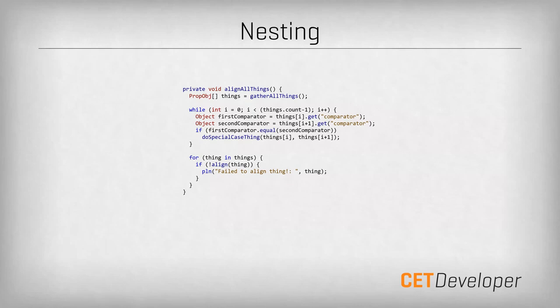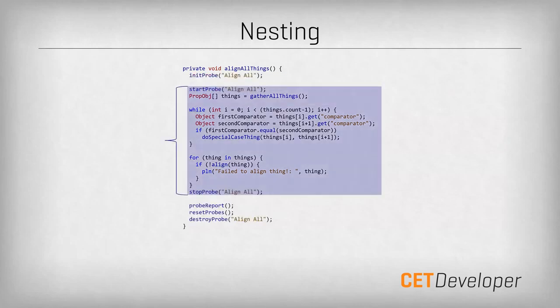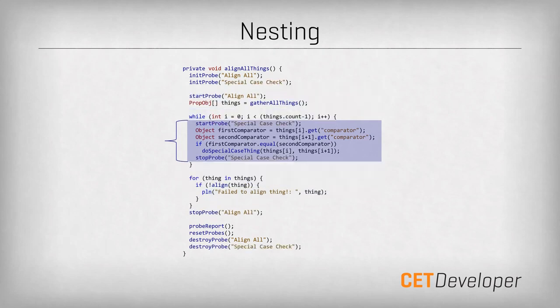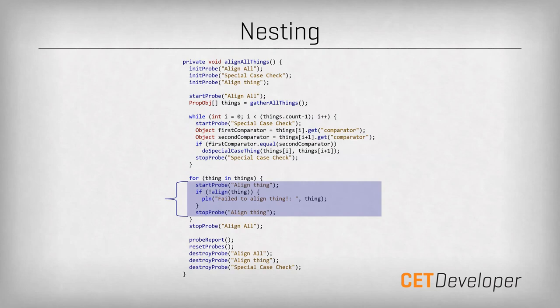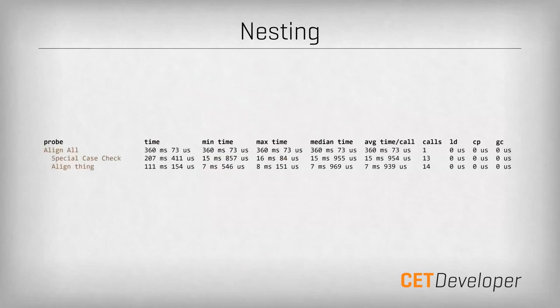So we're going to add a probe first around the whole thing. This will measure the total time taken by this algorithm here. Then we add another probe around that first part that's checking for special cases. And then we add another probe around this align so that we can see all of the alignments actually happening. And if we were to run this, we would see an output kind of like this. So it will record the total time taken by that probe across all of its calls. You'll see if it was called many times, what was the minimum time and maximum time, median time, and then average per call.